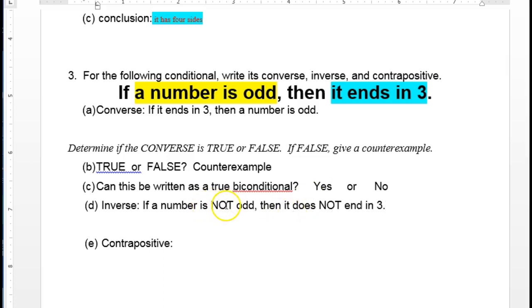You don't need to write these in caps. I'm just doing it so you see that they're there. It's exactly the order of the original. It's just got the nots in it. And finally, contrapositive, I reverse the order and I make it negative. You can think about taking the inverse and just switching it. So let's start with this. If it does not end in 3, then a number is not odd.